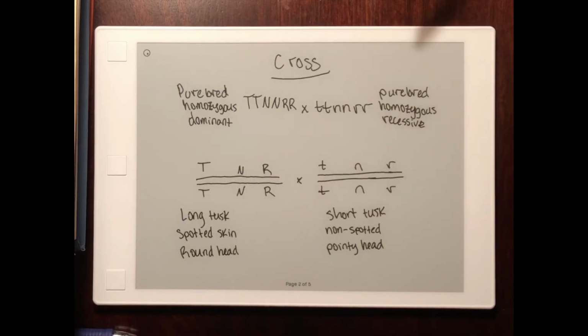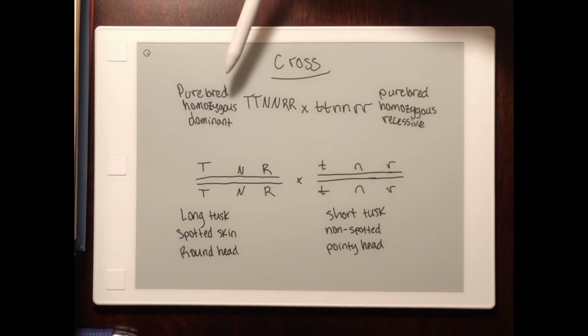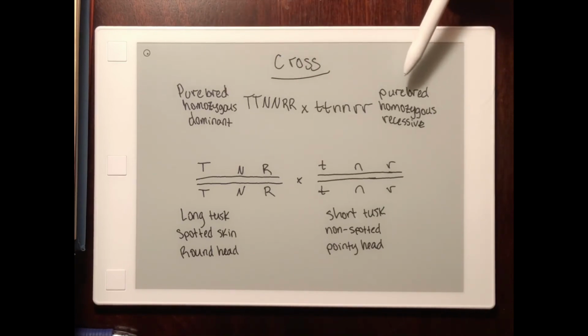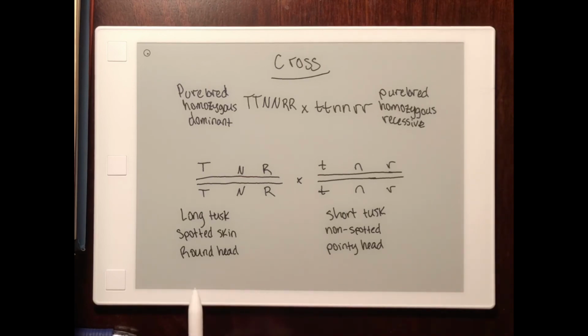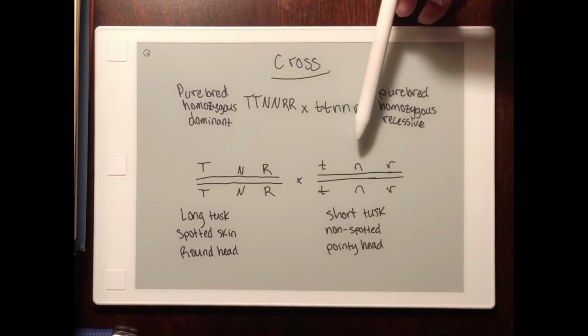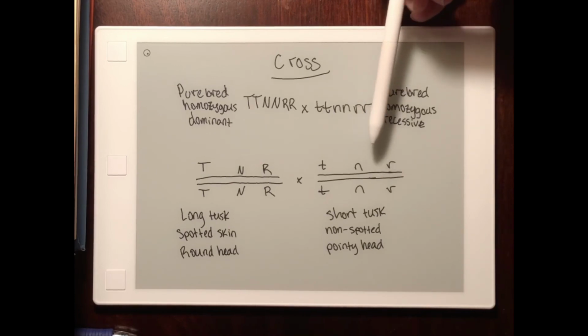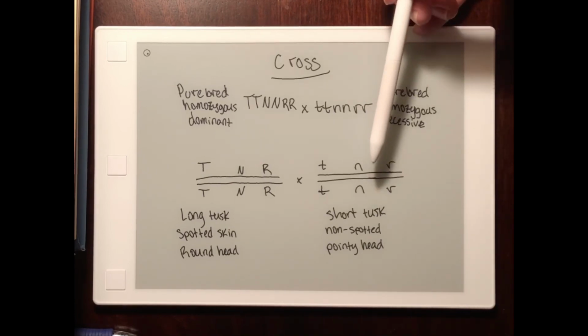To achieve this individual, we needed a cross between a purebred homozygous dominant and a purebred homozygous recessive individual, and so that is someone who is homozygous for long tusk, spotted skin, and round head, mating with an individual who is homozygous for short tusk, non-spotted skin, and a pointy head.